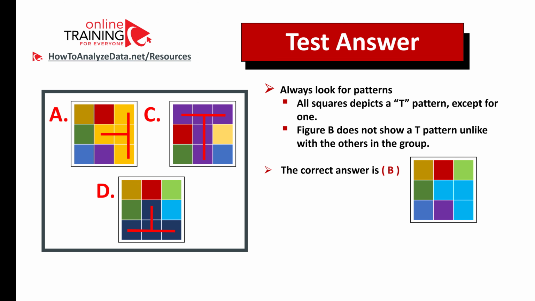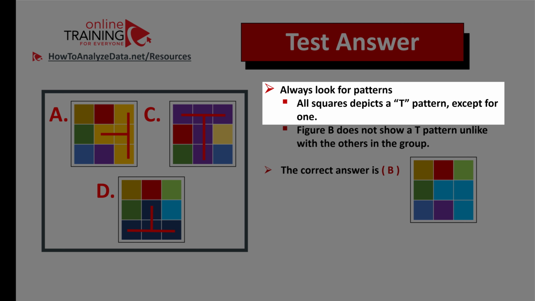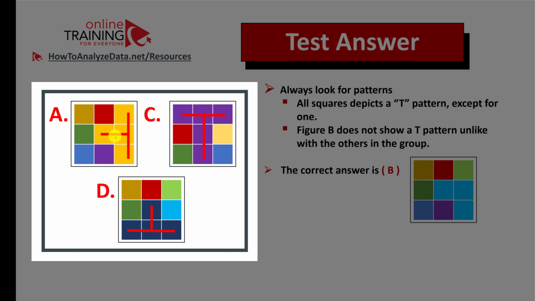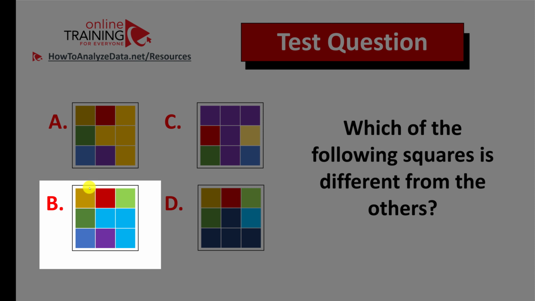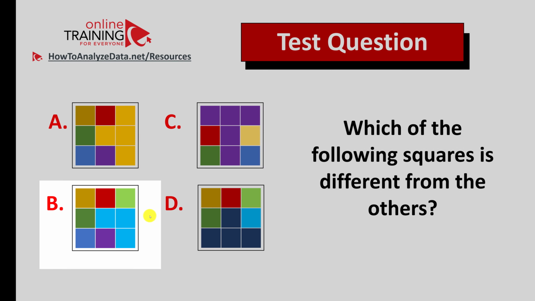My recommendation to you is always look for patterns. All squares here depict a T pattern, except for one. You see that square A has yellow T pattern, square C has purple T pattern, and square D has dark blue T pattern. If we look back, square B does not have any T patterns. So this square is substantially different from the others.